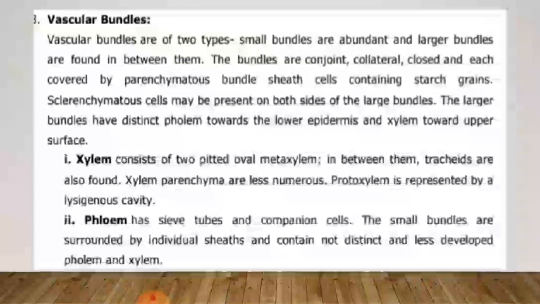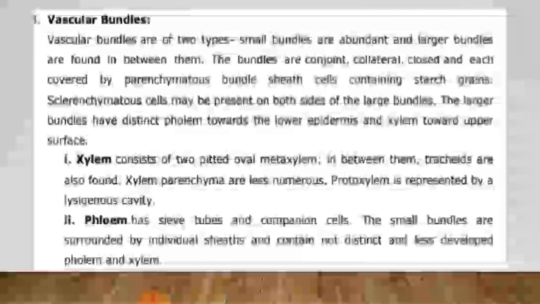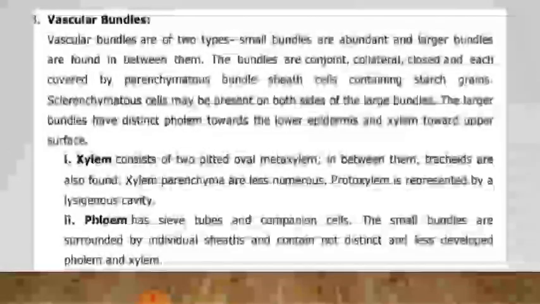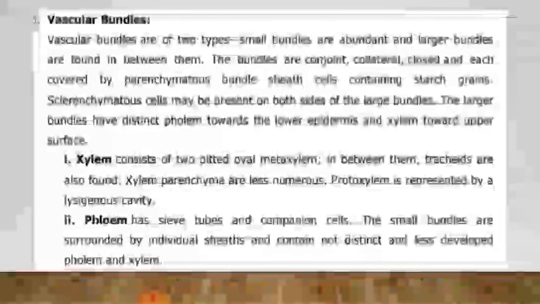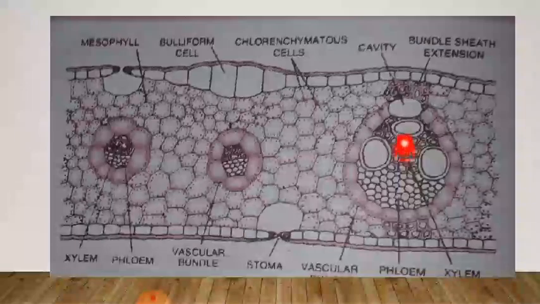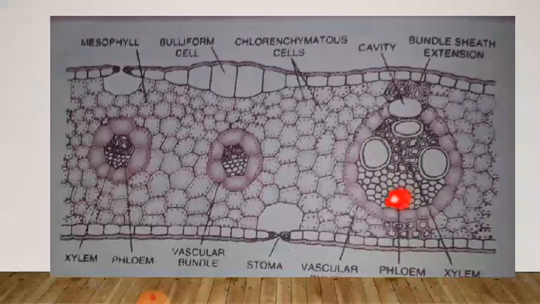The large bundles have distinct phloem towards the lower epidermis and xylem towards the upper epidermis. In case of large vascular bundles, there is phloem towards the lower side and xylem towards the upper side. So xylem is on the upper side and phloem is on the lower side.